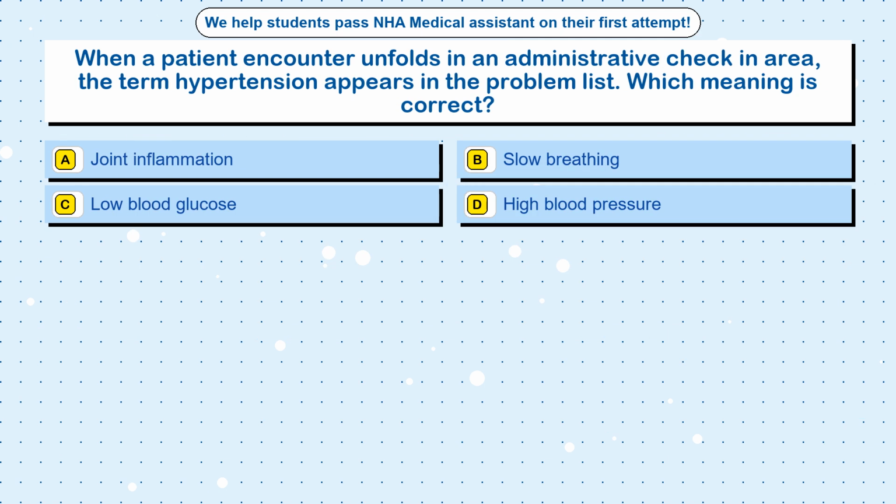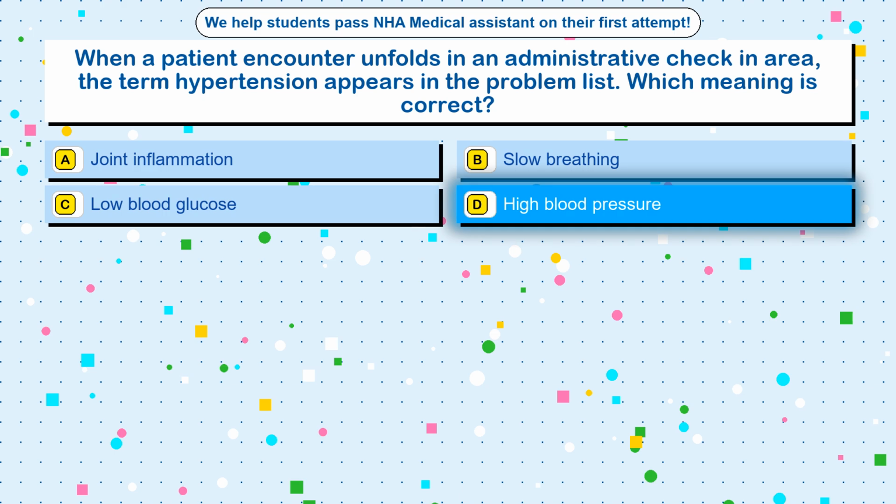Question 46. When a patient encounter unfolds in an administrative check-in area, the term hypertension appears in the problem list. Which meaning is correct? Option A. Joint inflammation. Option B. Slow breathing. Option C. Low blood glucose. Option D. High blood pressure. The correct answer is option D.